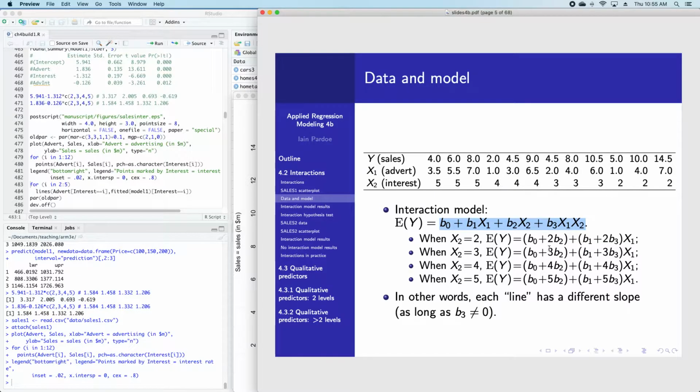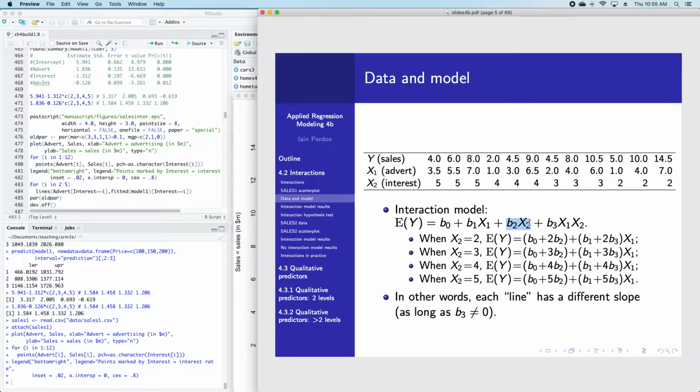Let's simplify this equation to see what it looks like when x2 is equal to 2. When x2 is equal to 2, I'm going to plug in 2 here and 2 here, and so I'll have b0 plus b1 x1 plus b2 times 2 plus b3 times x1 times 2. I can rearrange that by putting the b0 and this piece together.